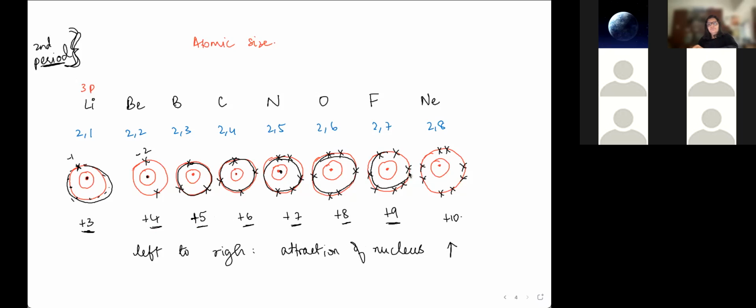So again, remember, force of attraction depends on two things. One, it depends on the magnitude of charge, and it is inversely proportional to the distance. The distance remains the same because all of them are in the second shell, but the magnitude of one of the charges keeps increasing here. Protons are increasing, and the number of electrons is also increasing. So what do you think will happen to the attraction as we go from lithium to fluorine?